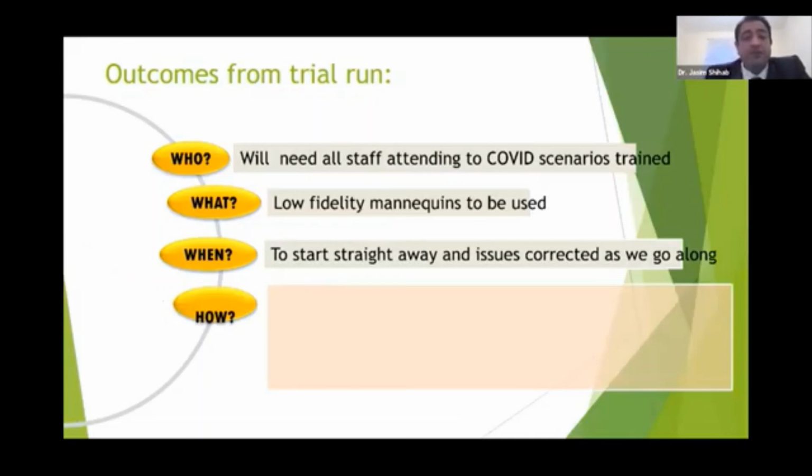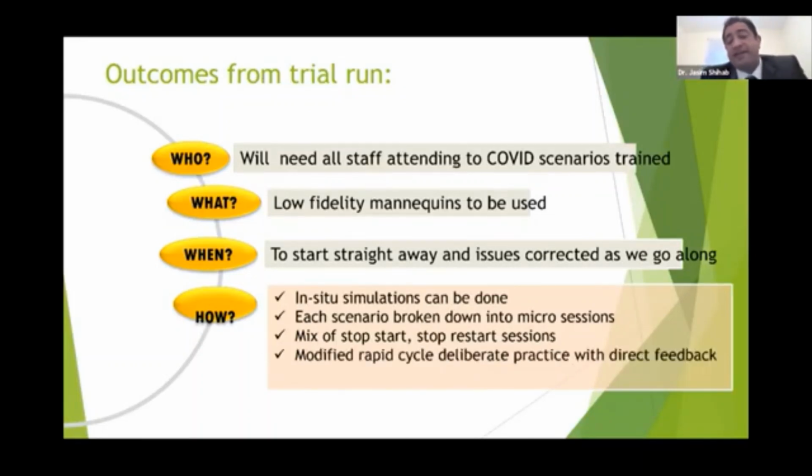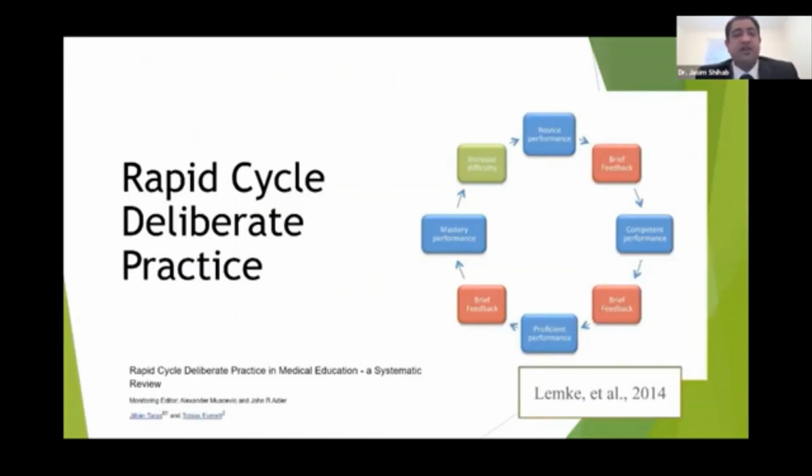So how did we go about it? We went on with in situ simulations. Each scenario was broken down into micro sessions, and then we had a mix of stop-start and restart sessions. This experience helped us change our style of running the NRP course as well, which I talked about previously. We had modified rapid cycle deliberate practice with directive feedback. I'll talk about that in the next slide. And at the end of the whole scenario, we had a very short five-minute advocacy and inquiry debrief. So what is rapid cycle deliberate practice?